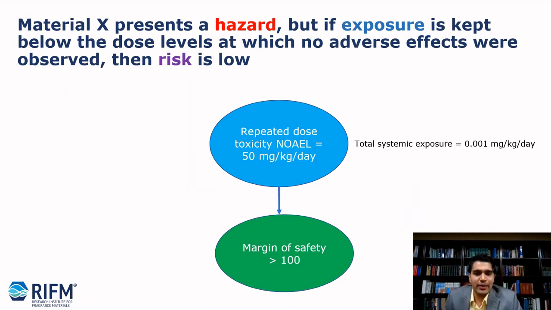So in this particular example that we saw in the previous slide, we can say that material X presents a hazard, but if the exposure is kept low, as in this case, we have it to be 0.001 mg per kg per day, at which there are no adverse effects observed, and in that case, the risk will be low. So if NOEL is considered 50, the exposure is low. We have a margin of safety greater than 100 in this case, and there is a relatively low risk. A margin of safety of 100 is accepted by relatively many regulatory agencies. 10 can be for individual variations, and 10x can be for animal to human changes.